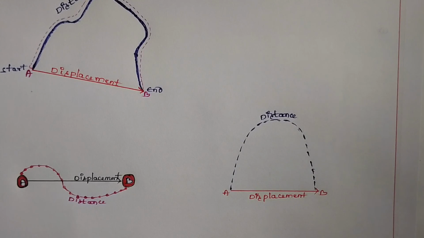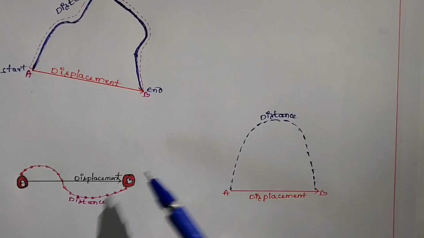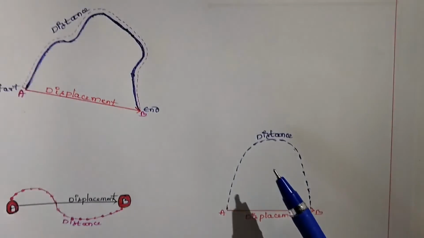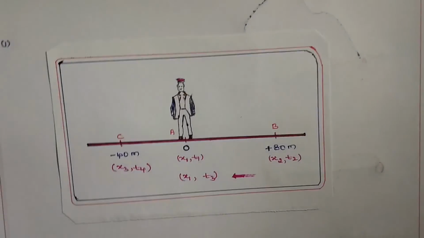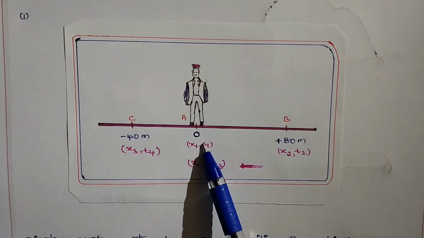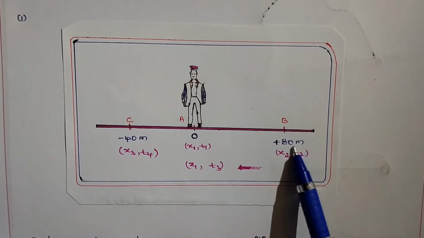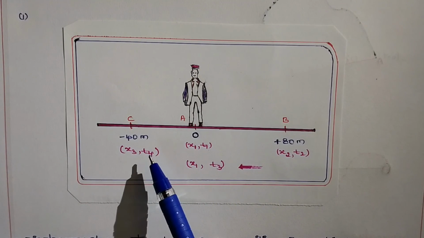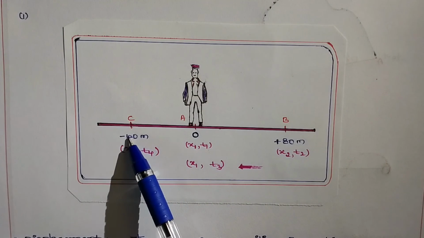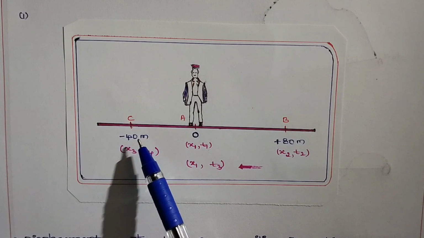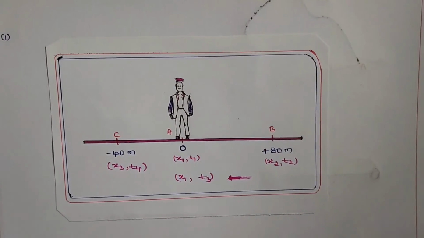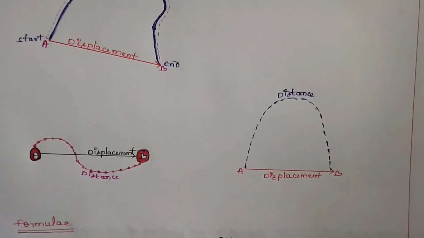Distance does not decrease with time, while displacement can decrease with time. In the previous example also, time is increasing: T1, T2, while coming from B to A time increases to T3, and from A to C the time becomes T4. But the displacement, that is the change in position, decreased, which shows that displacement can decrease with time, while distance does not decrease with time.